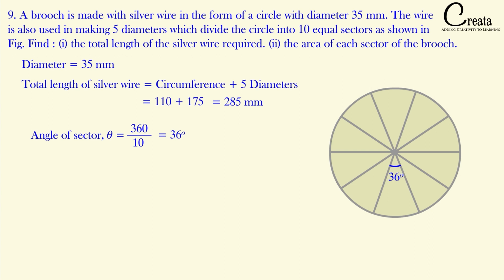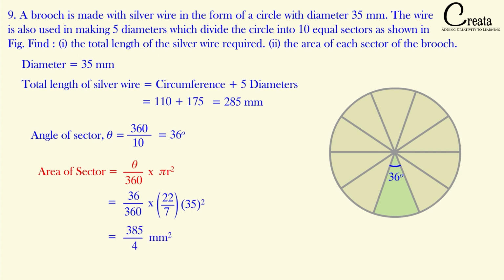We have angle theta, which is 36 degrees, and we also have the radius as 35 mm. We can find the area of the sector. The formula is theta upon 360 into pi r square. Let's put theta as 36 and radius as 35 mm. On solving, we got the area of the sector as 385 upon 4 mm square. That is the answer to the question. Got it?